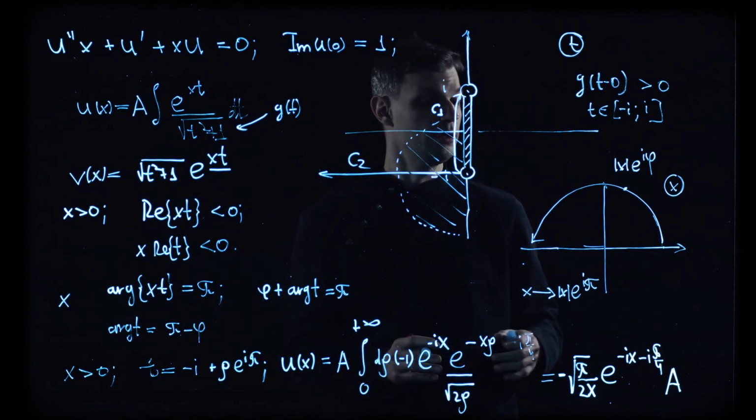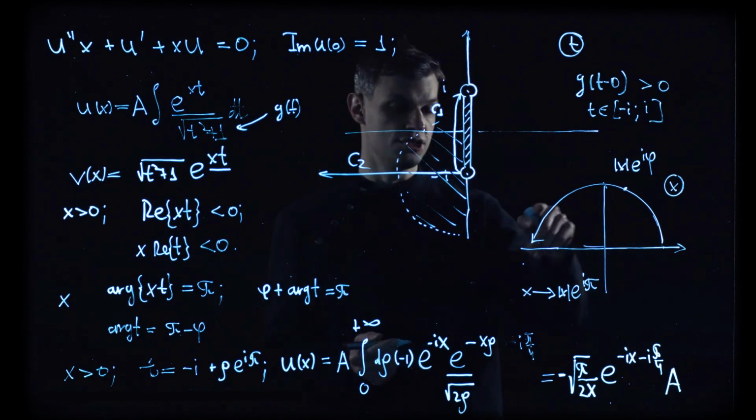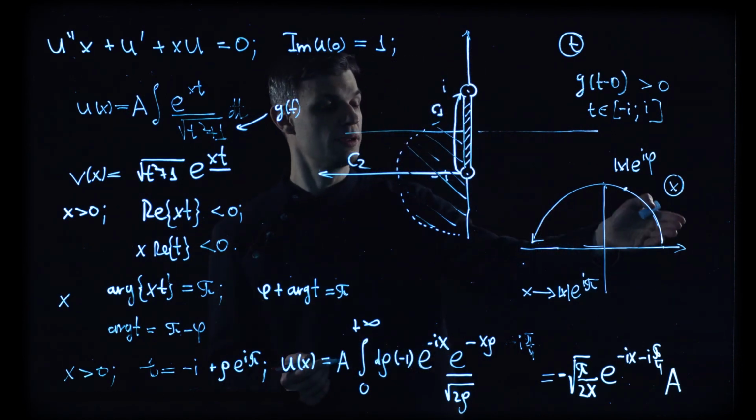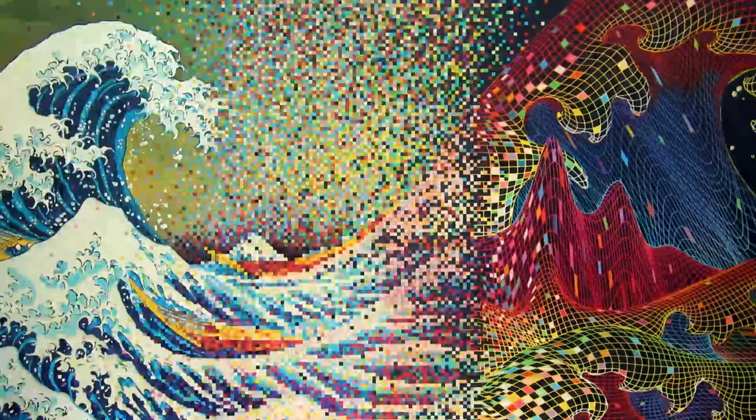Right, so now let's see what's going to happen with this asymptotics when x changes from big positive values to big negative values.